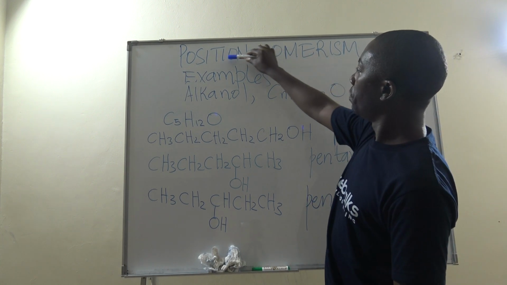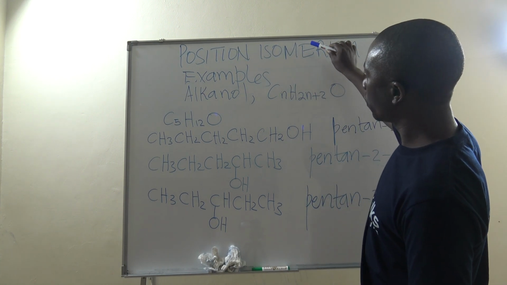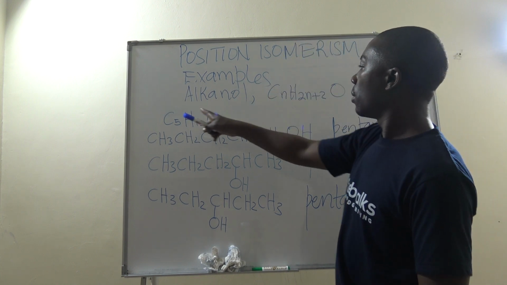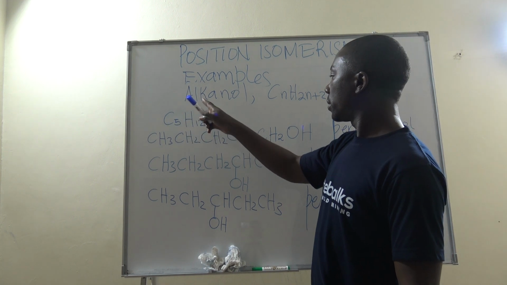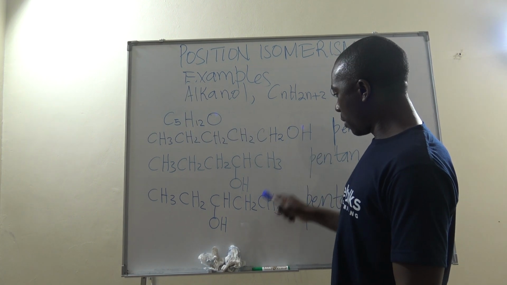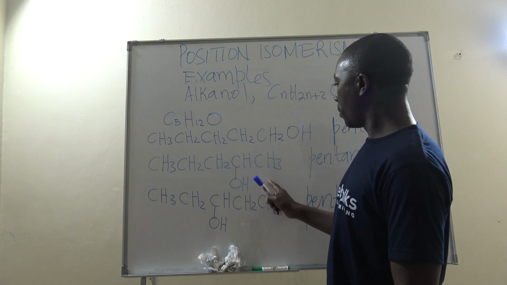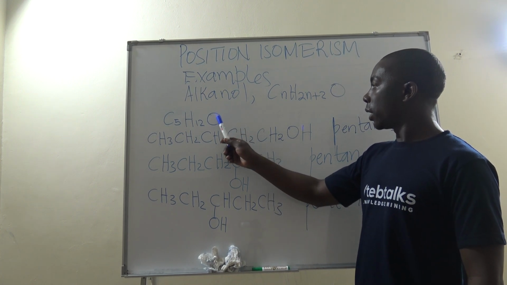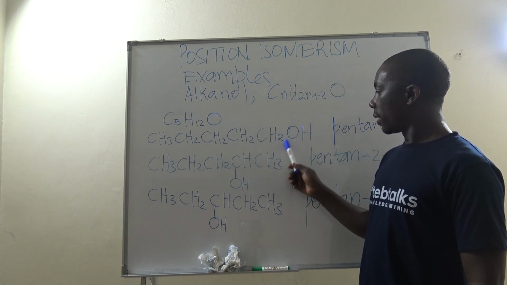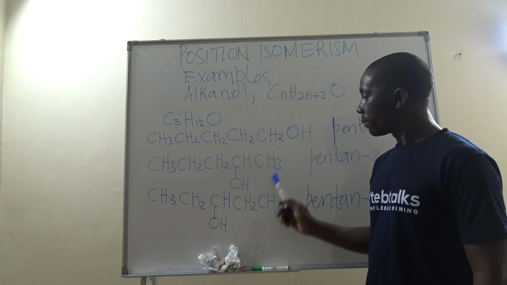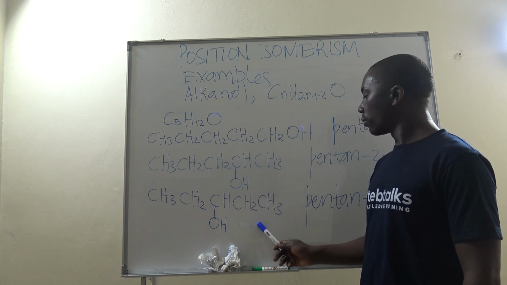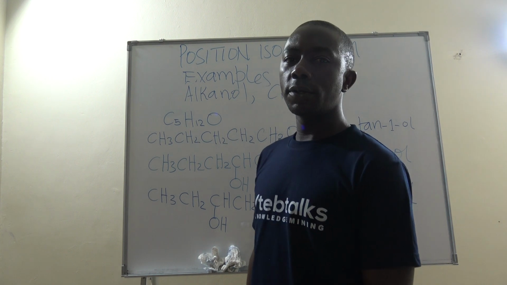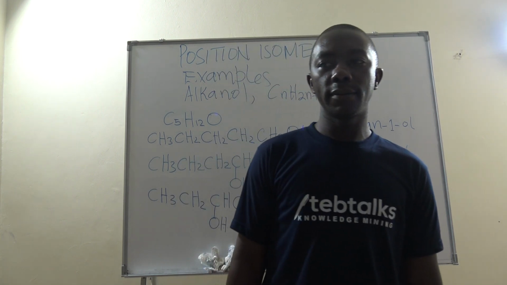But don't forget the meaning of positional isomerism. We say positional isomerism is the existence of different compounds with the same molecular formula, same functional group, all of them have OH, but differ in the position taken by the functional group. If molecular formula is the same, functional group is the same, but just the position taken by the functional groups differs, then the isomers we are obtaining are what we call position isomers.